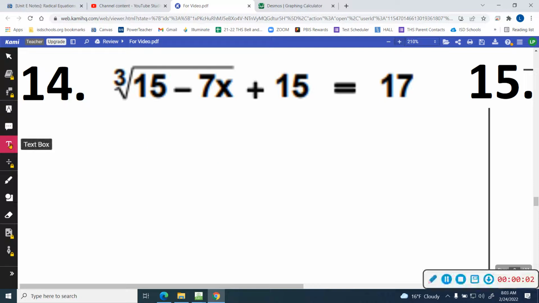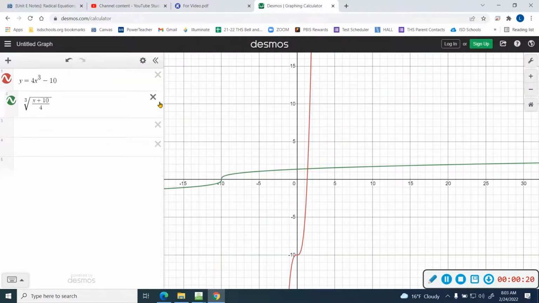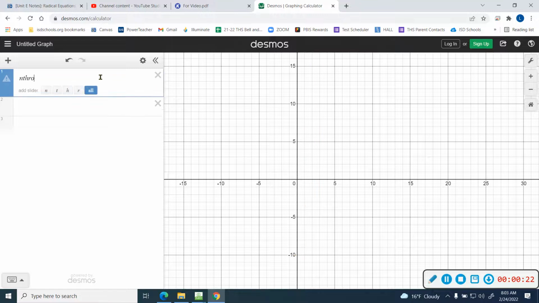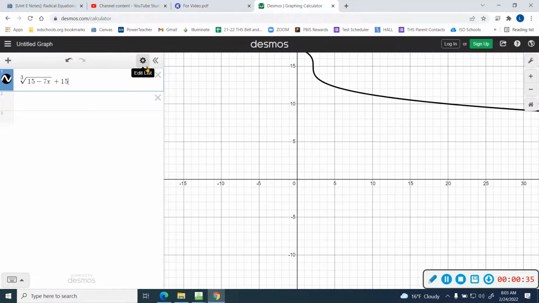Okay, on number 14, since you're taking a test, I want to make sure you get the right answer. You could definitely solve this by hand, but you could also type what's on the left side and what's on the right side and see what they equal. So let's go do that. That'd be the cubed root. So nth root, and that's the cubed root of 15 minus 7x. And that's plus 15 on the outside. And we're trying to see, when does that equal 17?